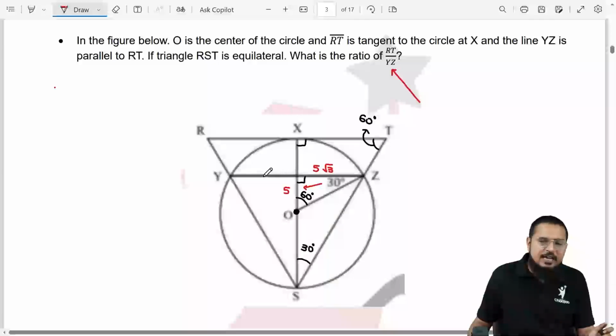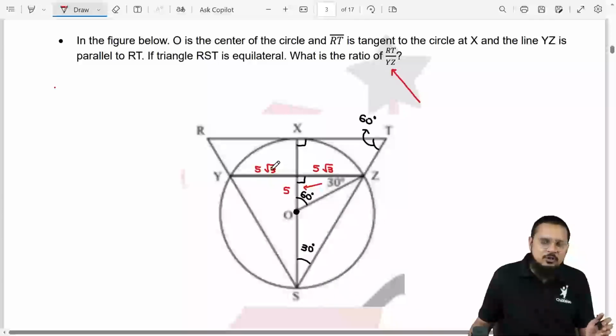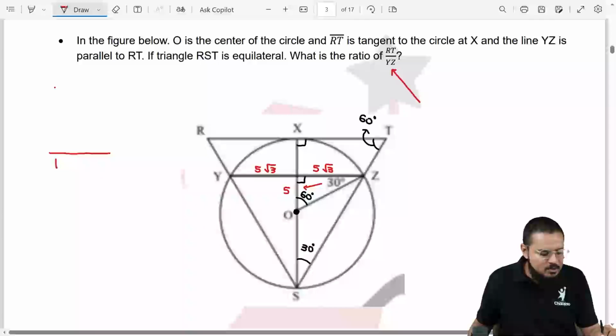This should also be 5 under root 3 as well. So this is also 5 under root 3. And if this is 5 under root 3 and this is 5 under root 3, altogether that would give you 10 under root 3, right? So I know the base length. I know my denominator basically. I know my denominator YZ. That's coming out as 10 under root 3, 5 under root 3 plus 5 under root 3. That's 10 under root 3 right over here.